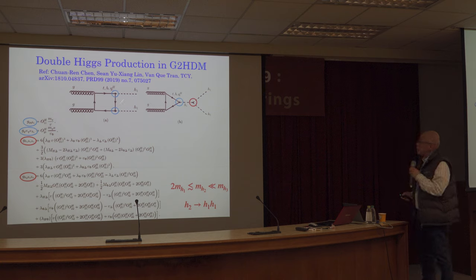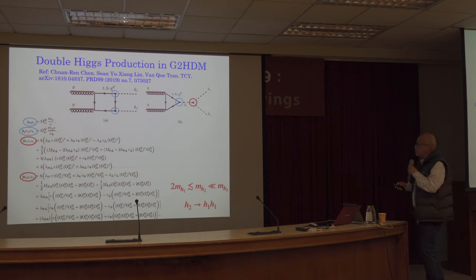But in this model, there are many places to get an enhancement. For example, we have new heavy colored particles contributing to the box diagram and the triangle diagram. And then we have new Higgs triple couplings. And also, more importantly, there is a second Higgs that is not far away from H1. And it can be produced on shell and decay to the Higgs pair.